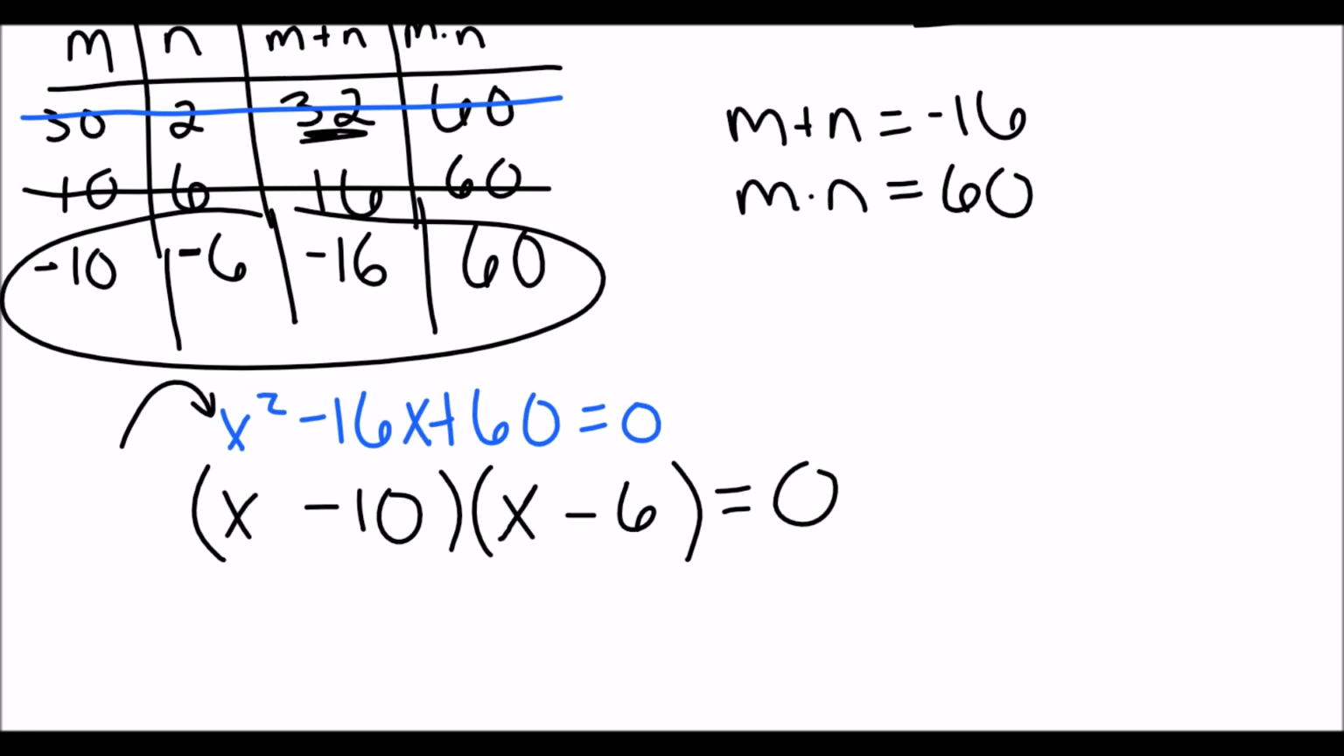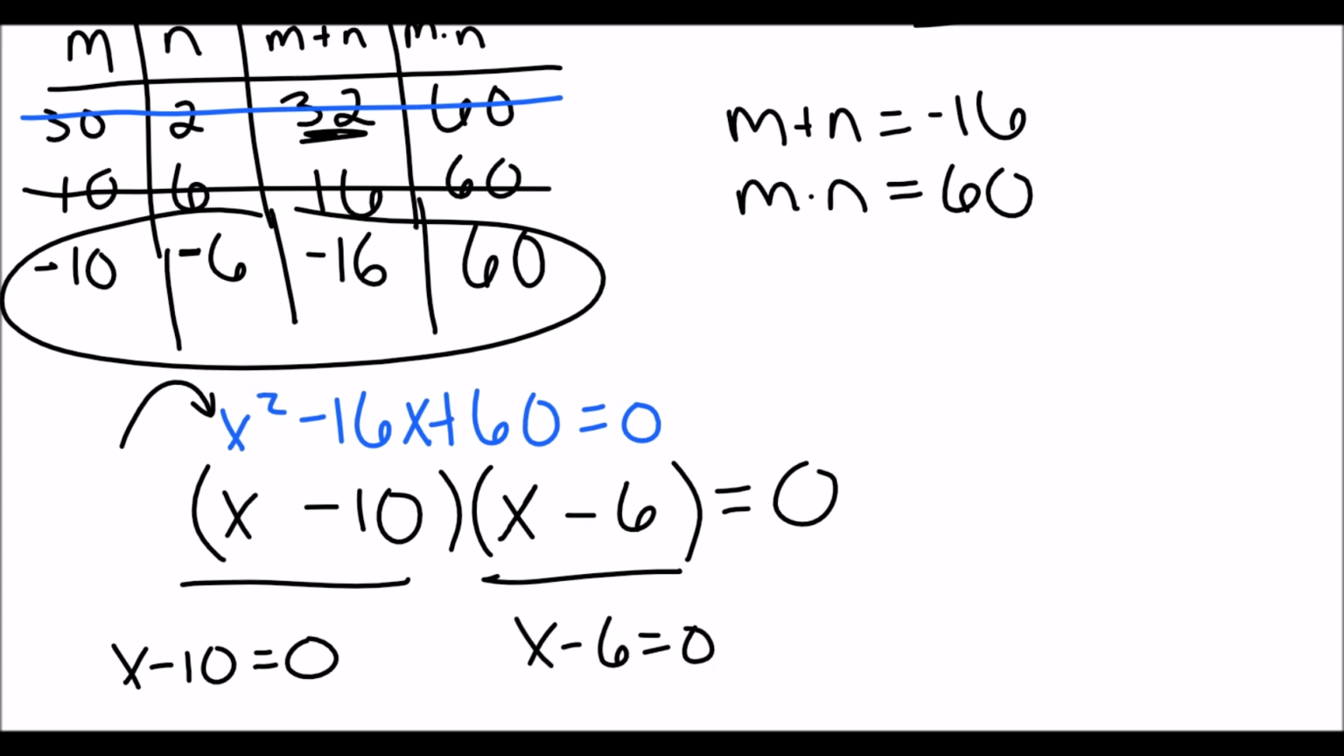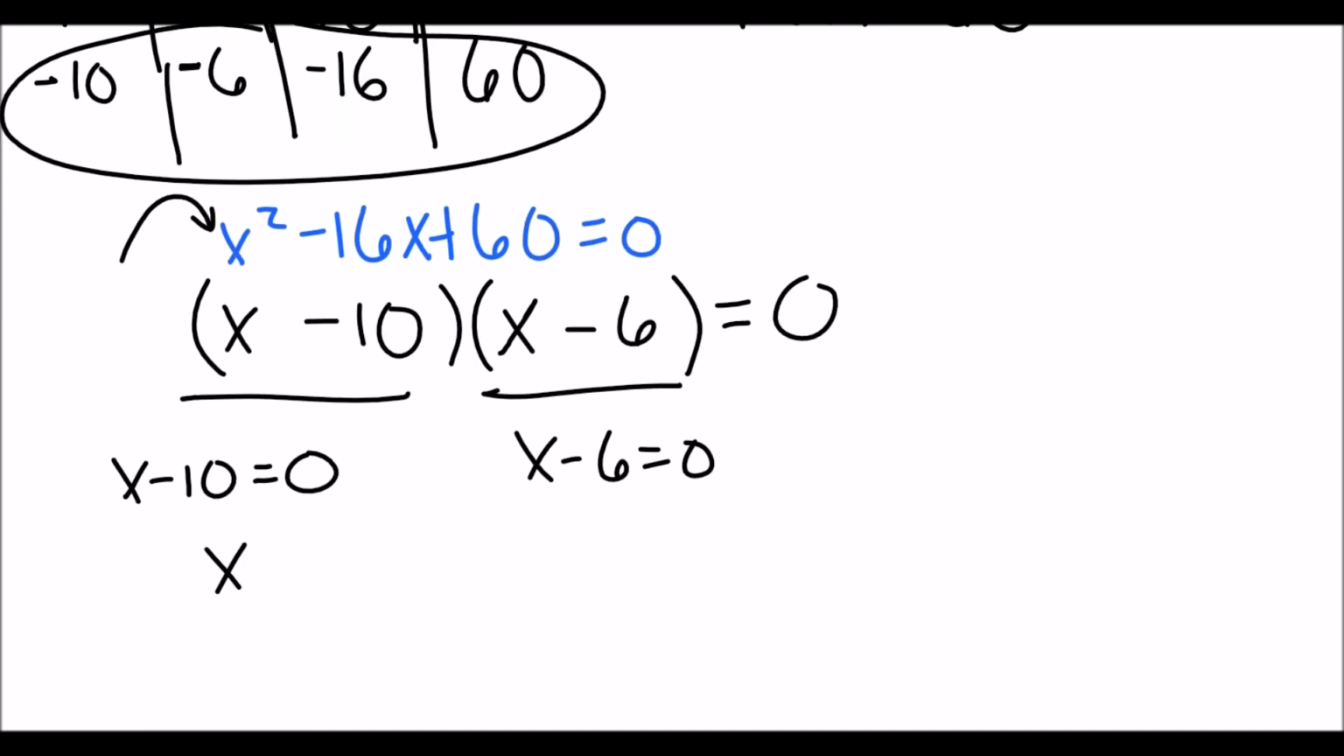If the problem is asking for a solution to the equation or to find the root or where it crosses the x-axis, then we can go ahead and continue to solve this. And that is where, just like before, we set each term equal to 0. So we have x minus 10 equals 0, and we have x minus 6 equals 0, which we can then solve and say that x equals 10 and x equals 6.